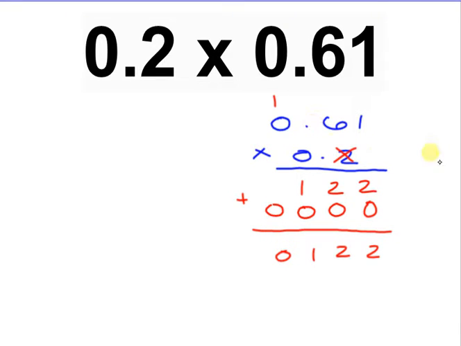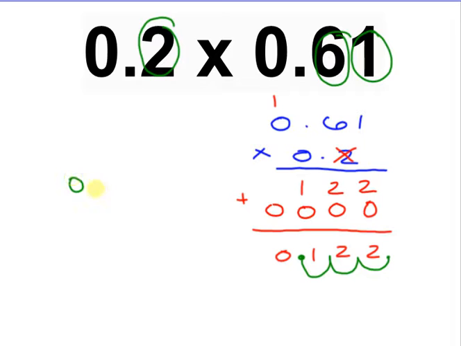Now I need to go back up to my original problem and count how many numbers are after the decimal. 1, 2, and 3. So I'm going to go to my answer and I'm going to start here. 1, 2, and 3. So my final answer is 0.122.